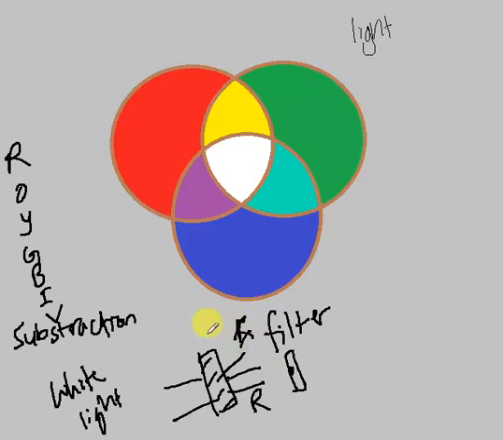But what if it's a secondary color? What if it's a cyan filter? If it's a cyan filter, then you will see blue and green together, which is cyan. So there you go. That's what it is.